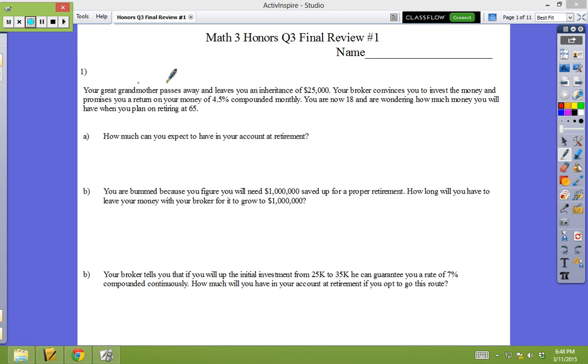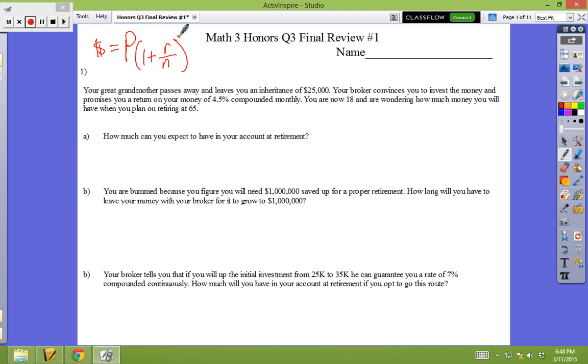Compound interest. So the two formulas you've got to have in your notes. One is to figure out how much money you're going to make if it compounds yearly, monthly, or quarterly, and that is equal to the amount you deposit, multiplied by 1 plus the rate divided by the number of times you compound a year, raised to the n times t, so how many years you leave it in the bank.